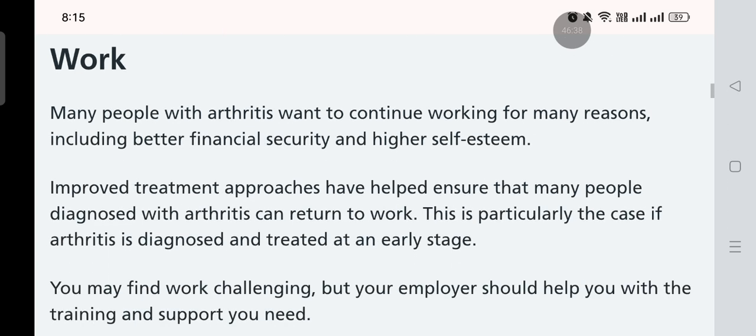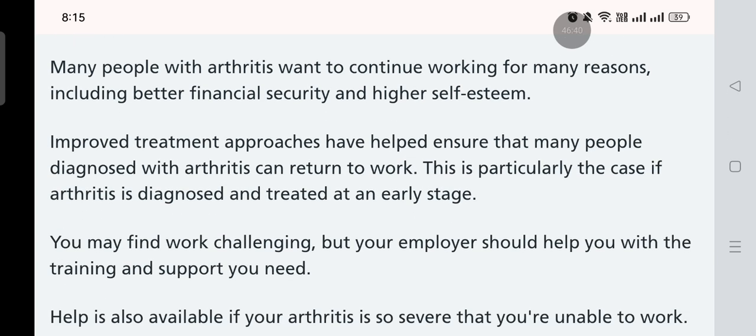Work. Many people with arthritis want to continue working for many reasons, including better financial security and higher self esteem. Improved treatment approaches have helped ensure that many people diagnosed with arthritis can return to work.